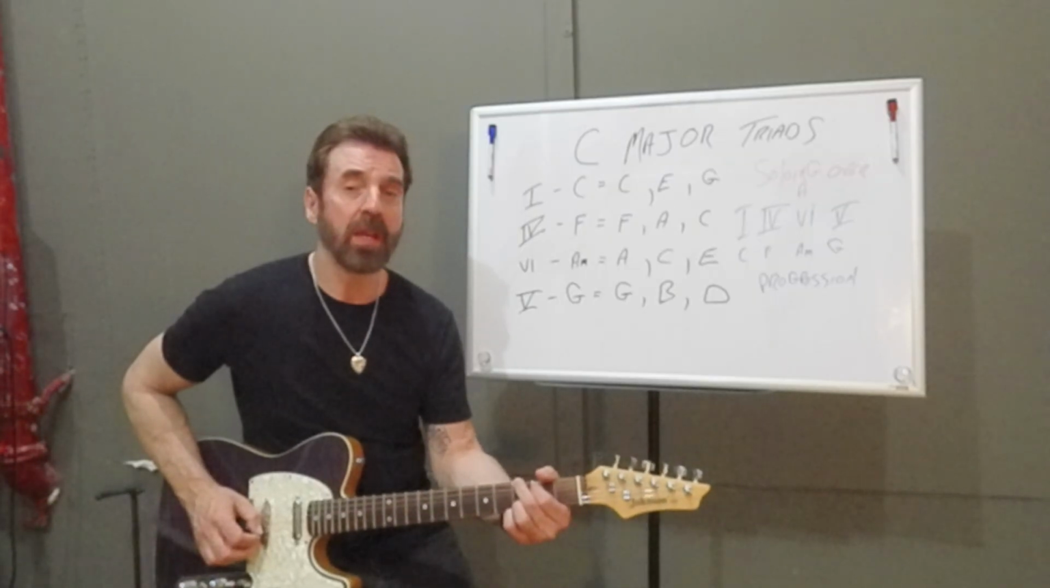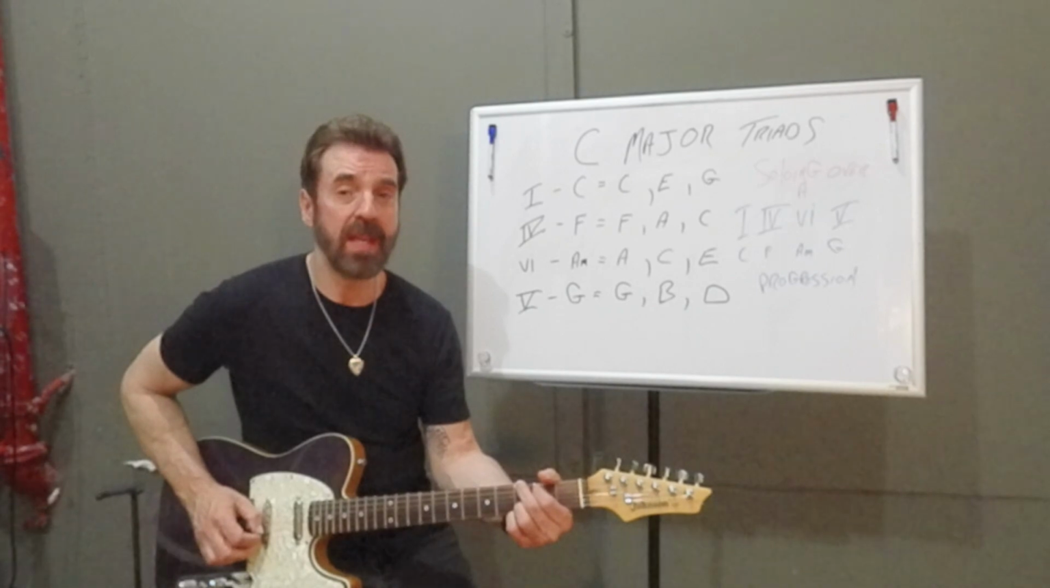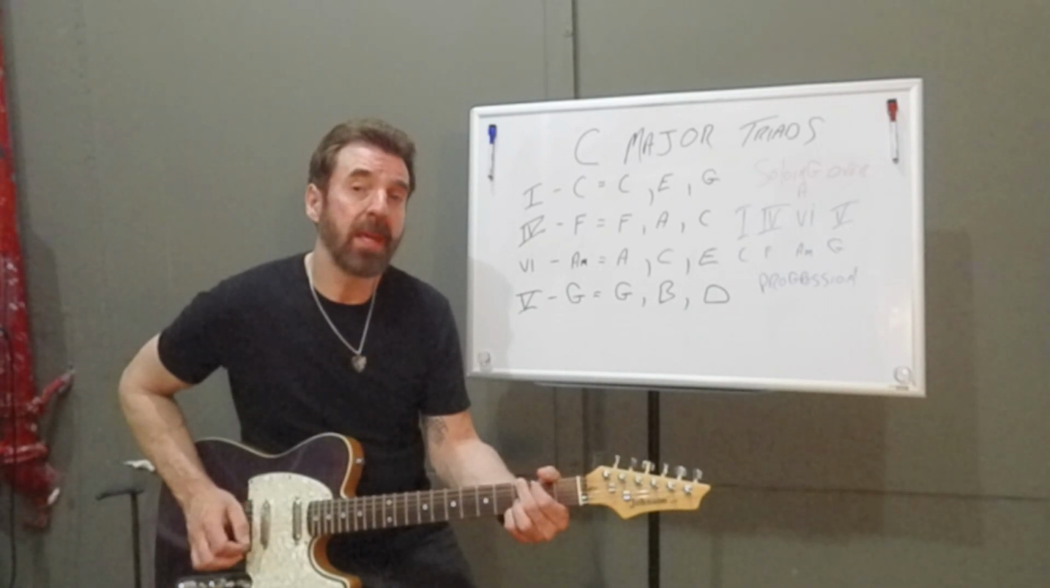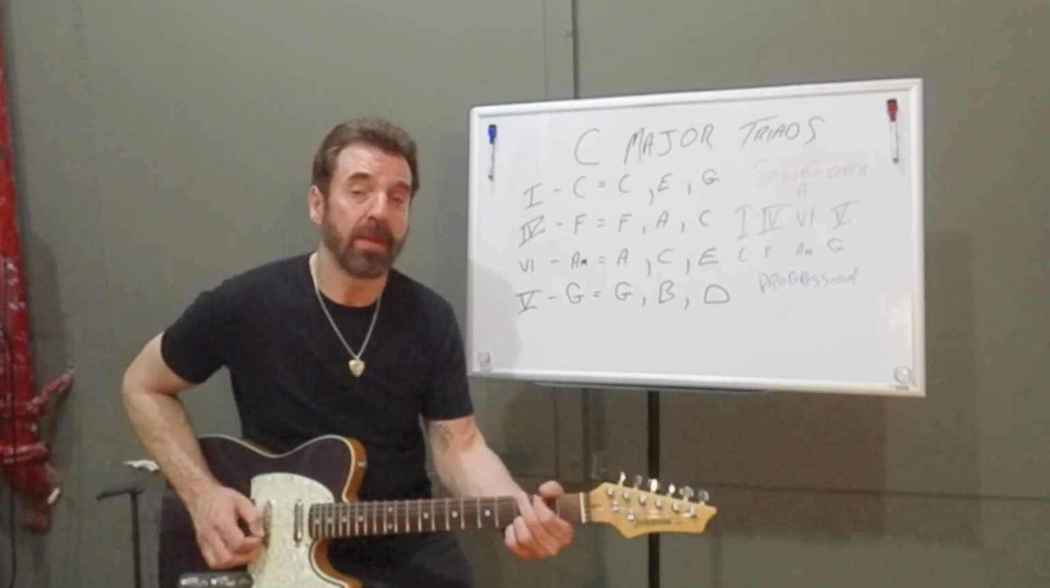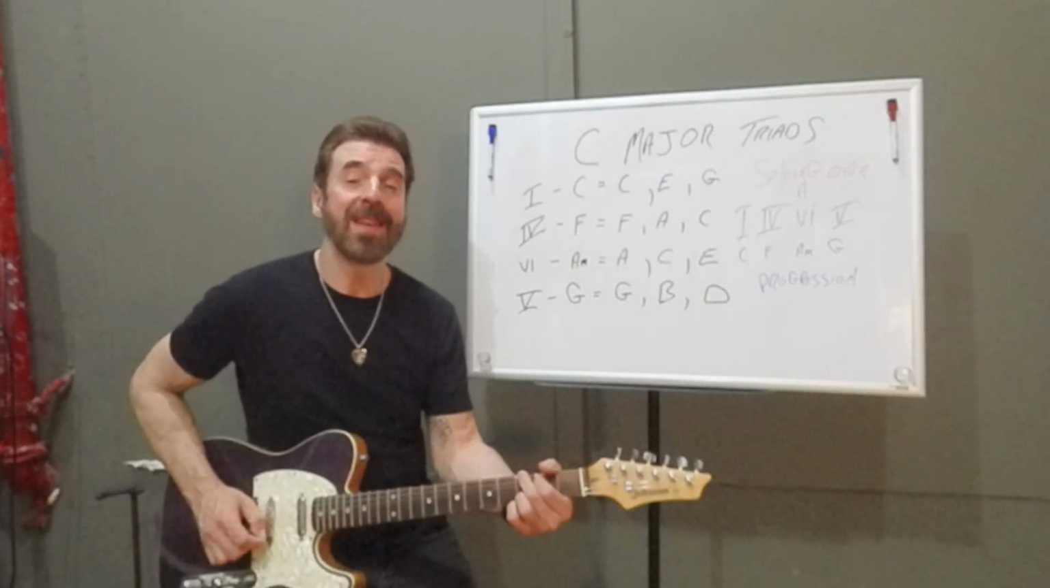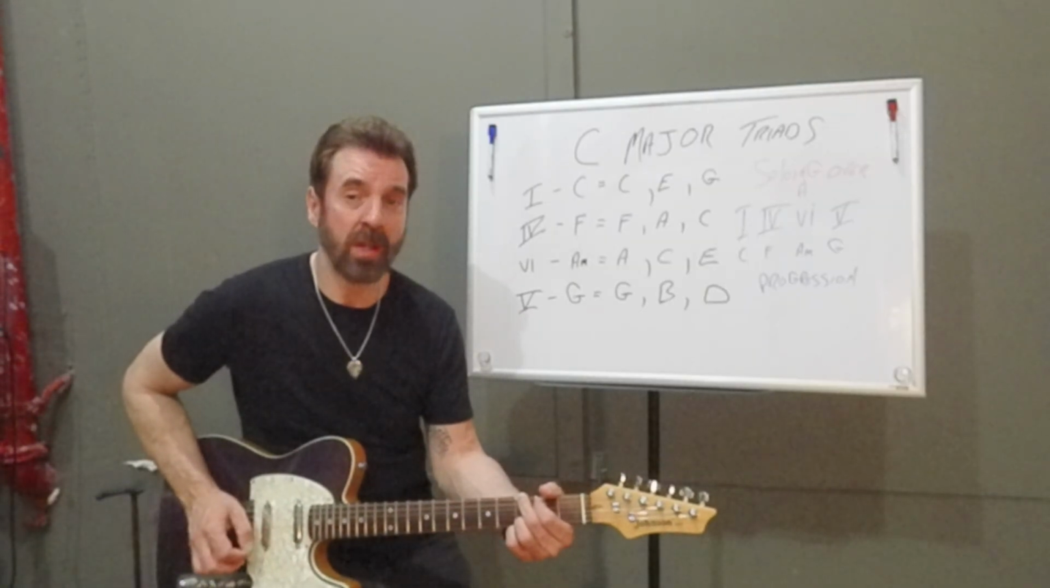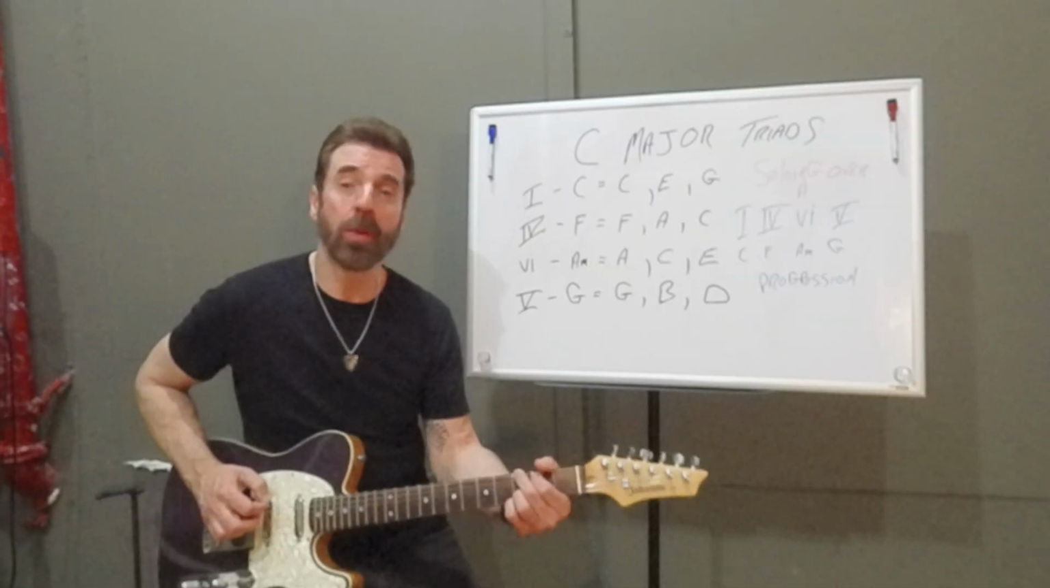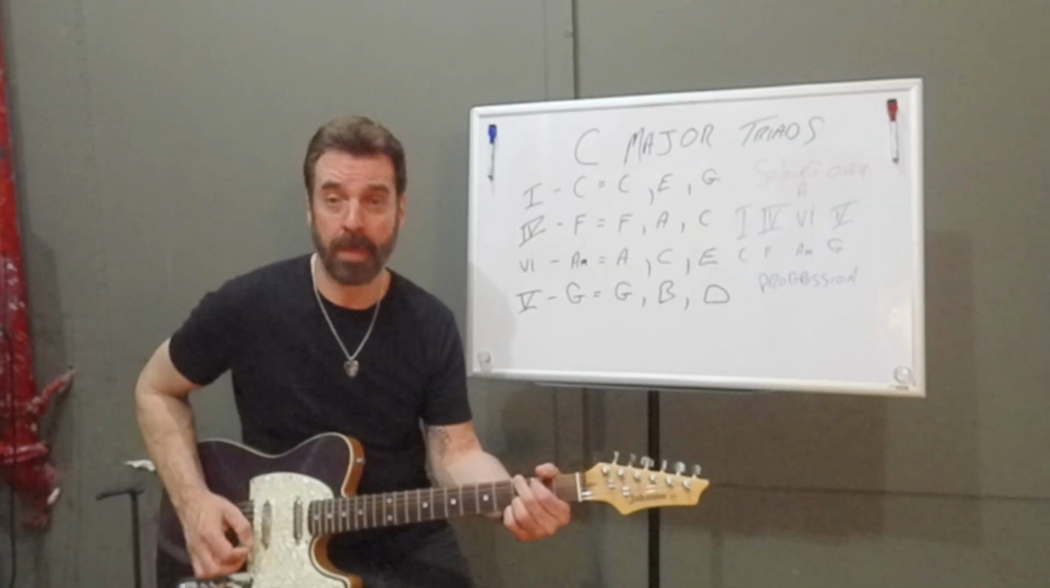Then the 2nd string with your 3rd finger, you have a D. Or you can play the open B, either way. I like to do the 3rd fret. And then you have another G on the high E string. So you actually have 3 Gs when you're playing a G major chord.